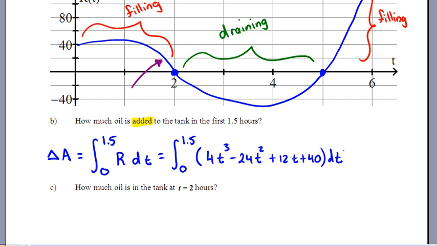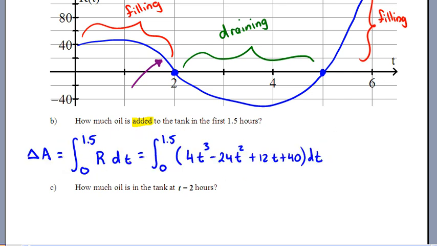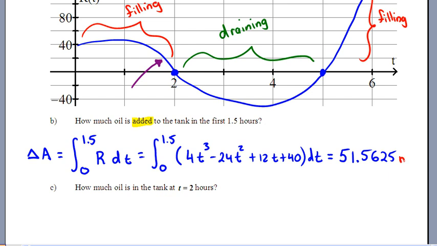Now I could do that as an antiderivative if I had some time, but nobody is saying that I have to do it that way. It doesn't say do it analytically. So I would just grab my calculator and say, hey, calculator, help me out. Do this integral, please. And when I did that, I found the answer was 51.5625. And the units, it sounds like we're using meters cubed for volume. So that's how much I added to the tank. Remember, there was actually 40 in there at the beginning, but we're going to add another 51.